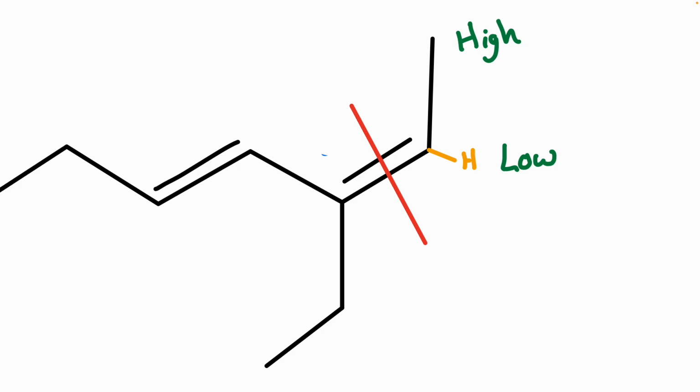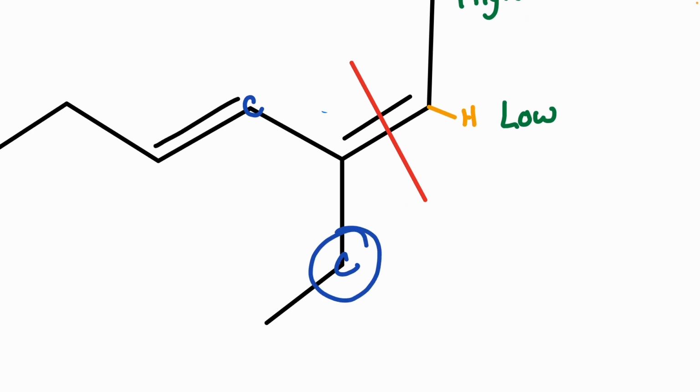If I jump to my other side, I have a tie. These are both carbons. How do we break our tie? We have to list everything that's bound to that carbon. So for this one here, my list will contain the carbon right here, and what else do I need on that list? Those two implied hydrogens.